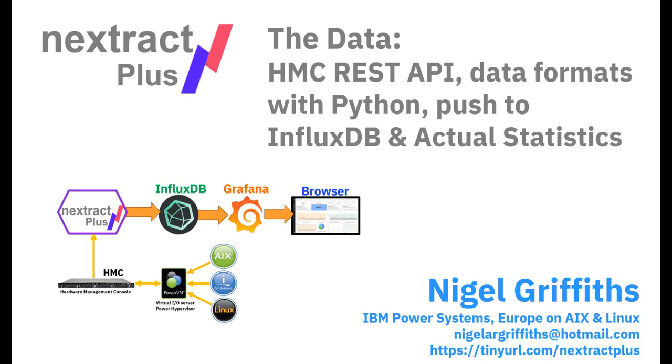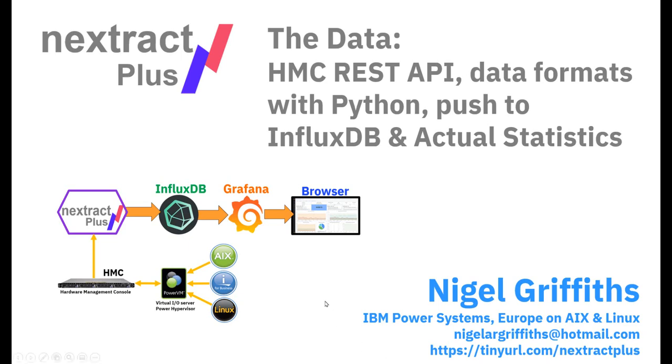Now, this is the second movie in the series on nextract plus, and we're all about the data. This time we're talking about getting the data out of the HMCs and the REST API, data formats and formatting with Python, pushing the data to InfluxDB, and then the actual statistics before and after we do all this.